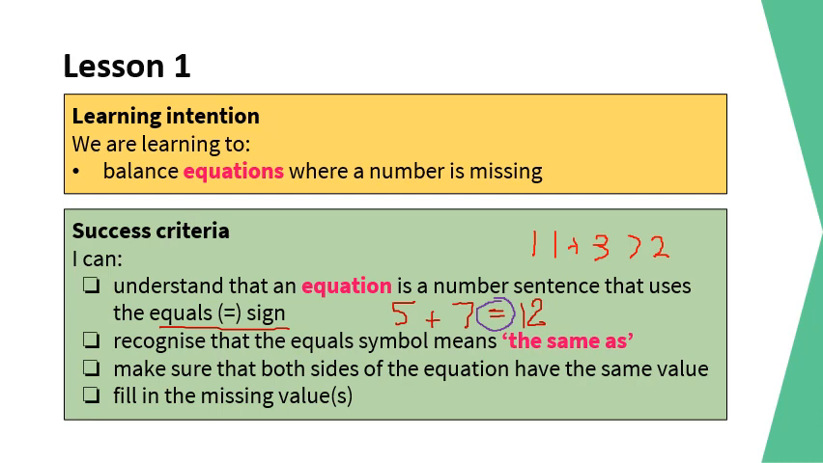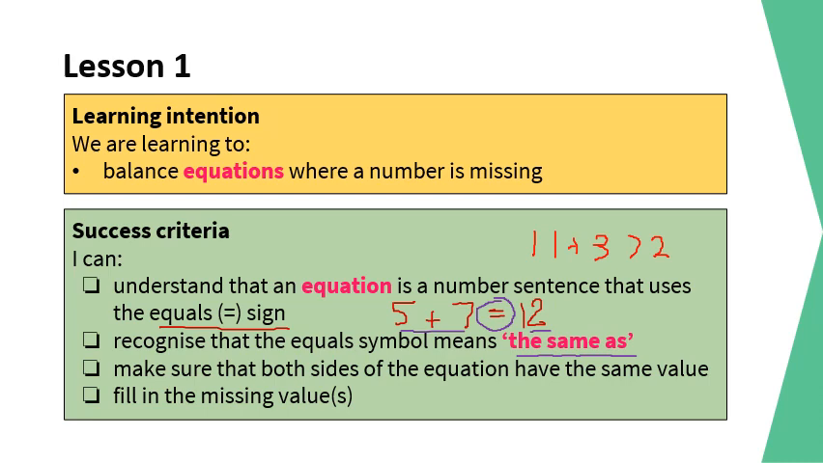The next thing you'll need to realize or recognize is that the equals symbol means the same as. Now, this is a real focus for today's lesson. It doesn't mean the next thing that's going to come along is the answer. It means that this part of the number sentence is the same as this part. They have the same value.